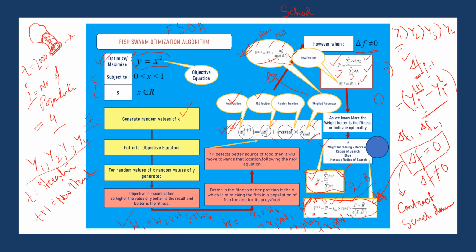If del f is not equal to 0, that means the objective function is increasing. We are getting fitter solutions. But when del f is equal to 0, that means the objective function is neither increasing nor decreasing, so it has fallen into the local minima. Then you will use this equation to get the value of the new x.